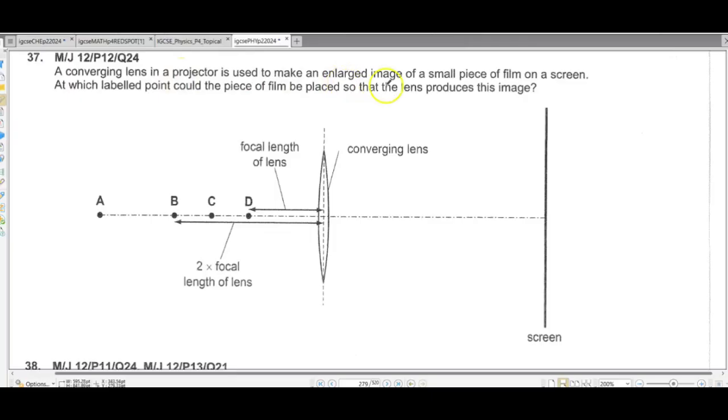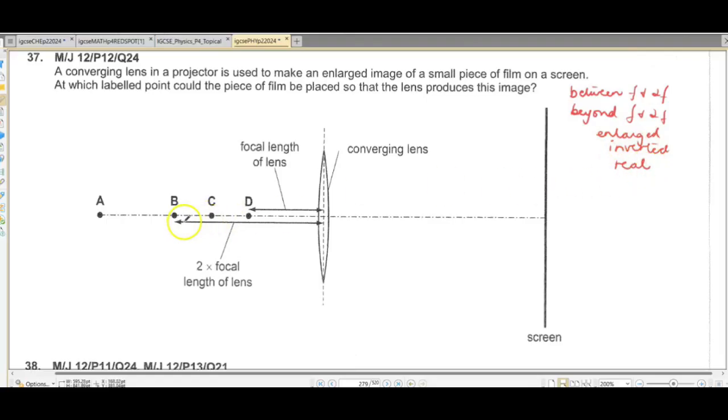Whenever we take the example of the projector, this is a case in which we place the object between f and 2f so that its image is formed beyond 2f, and the image formed is enlarged, inverted, and obviously it's going to be formed on the screen, so it's real.